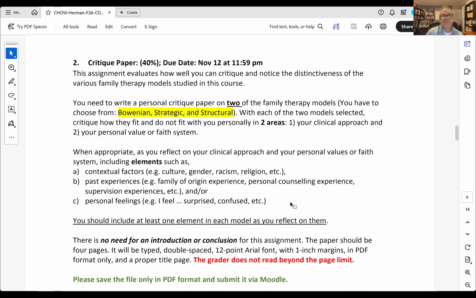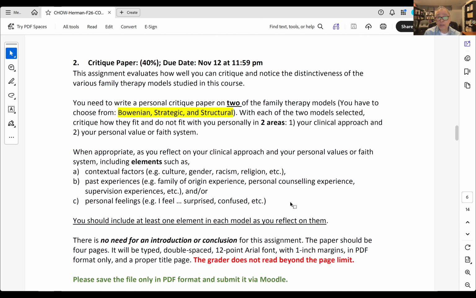You need to write a personal critique paper on two of the family therapy models that you would have studied up to that point. Because this is about midway through the course, you wouldn't have gone through all five models yet. You will only have fully gone through the first two models, which are Bowenian and strategic. You would just have watched the video on structural and maybe lectured through a bit of it. So it's up to you whether you want to choose that to critique or not. Most people will probably just do the first two. It's really up to you, but you must choose from two of the three listed here, not any other models.